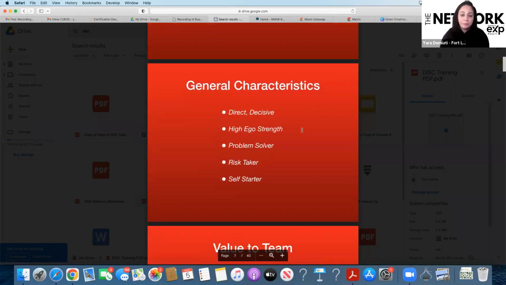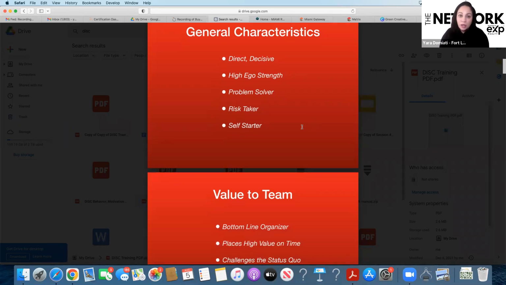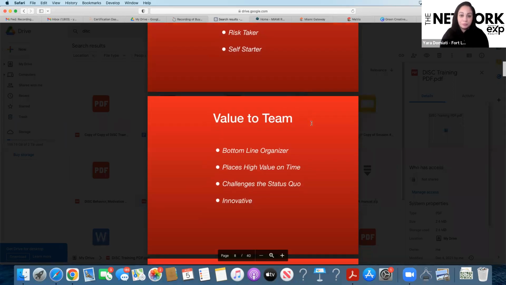Their general characteristics are they are direct and decisive. They've got high ego strength. They're problem solvers. They're risk takers. They're self-starters. So in this business of real estate, you're going to find about 80 to 85% are high D personalities. So you've got to know how to deal with these types of personalities, especially when you're on the other end of a transaction. If you are the listing agent, they are the buyers. If you're the buyer's agent, you've got a listing agent as a D personality. You've got to know how to deal with these types of people.